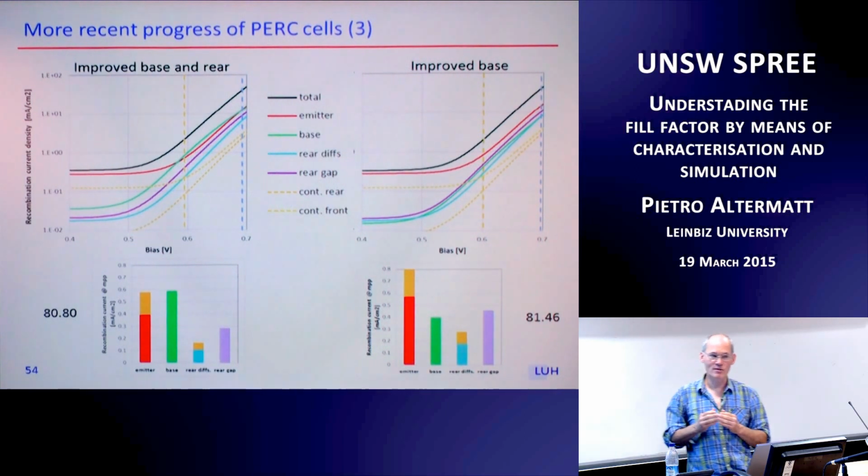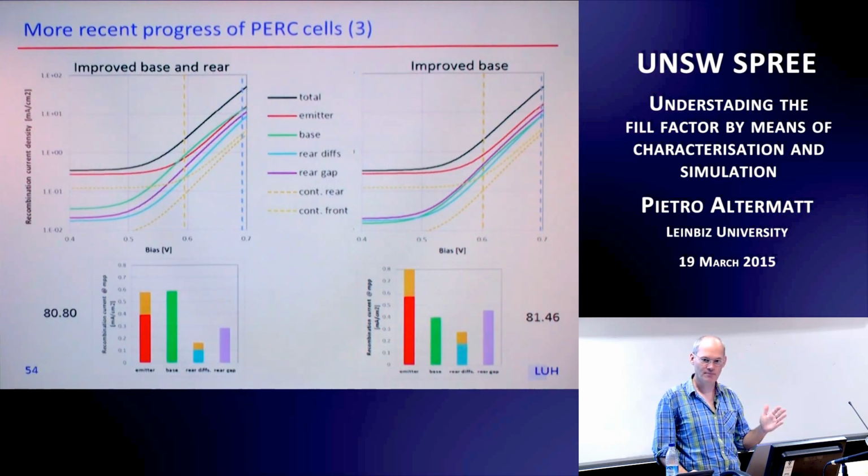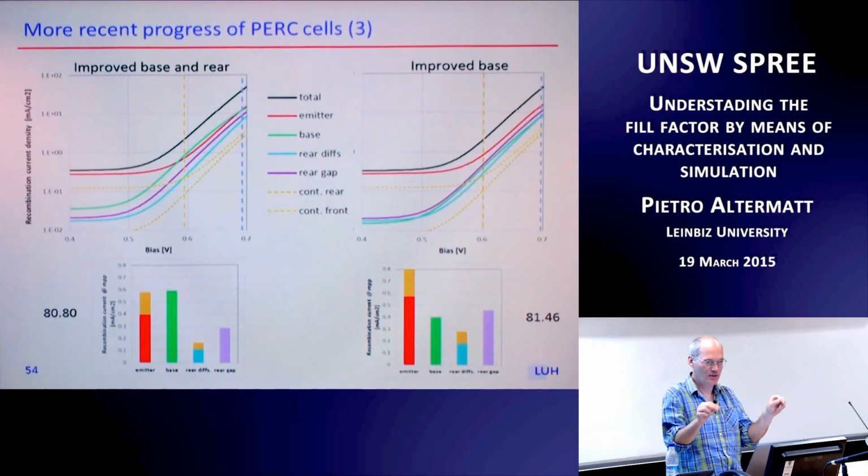I mean, in PERC cells, the losses at short circuit are not the same as the losses at MPP. It may even switch. I mean, the emitter may be quite bad at JSC. You may still have quite lots of losses in JSC because of your selective emitters, say.